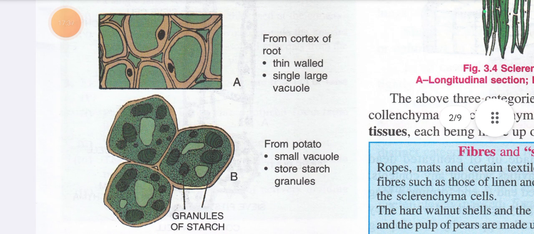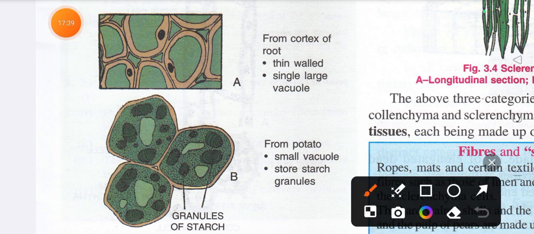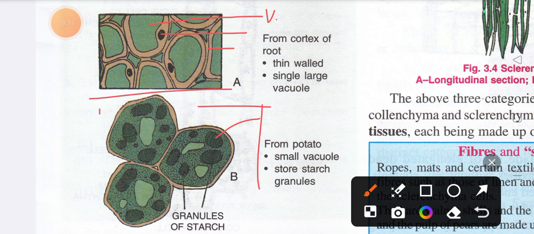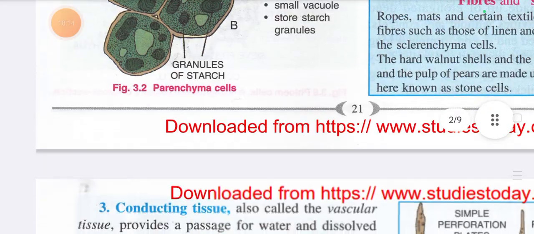Now just as I drew the diagram, it is very similar to this. Look how the things are there. This is the nucleus. This is the vacuole, not fluid, this is the vacuole actually. And the walls, you can see, are very thin. Here are the granules of starch. This one, image B, is of potato.